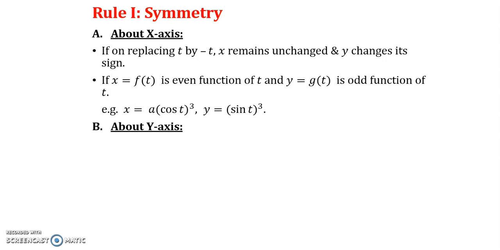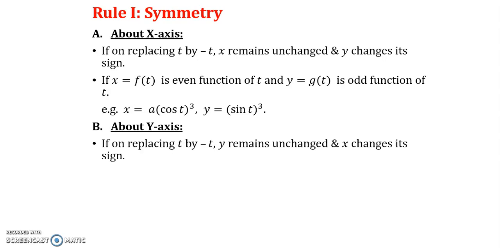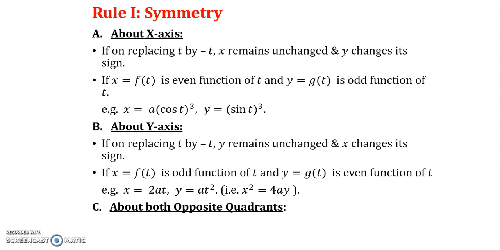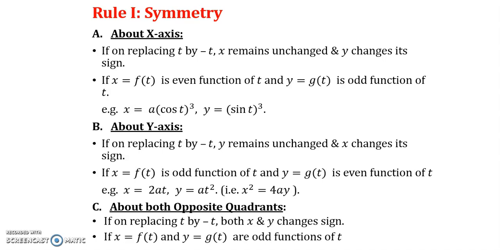This implies the parametric curve will be symmetric about the x-axis. The same criteria is applicable for symmetry about the y-axis when y is an even function of t and x is an odd function of t, or the equation of the curve remains unchanged for variable y after replacing t by minus t but changes sign for x. For example, x is equal to 2at and y is equal to at square. It will represent a parabola symmetric about the y-axis. Then the curve is said to be symmetric about the opposite quadrant if x as well as y are odd functions of variable t.